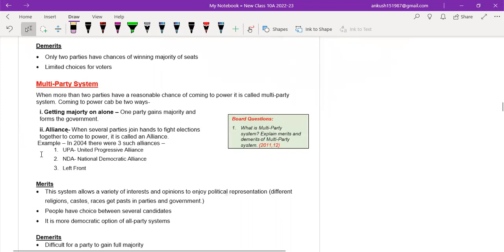Another, what are the demerits? Now those were the merits. Only two parties have chances of winning a majority of seats, and there are limited choices for voters.